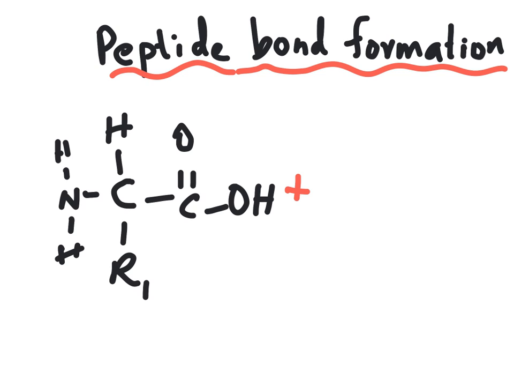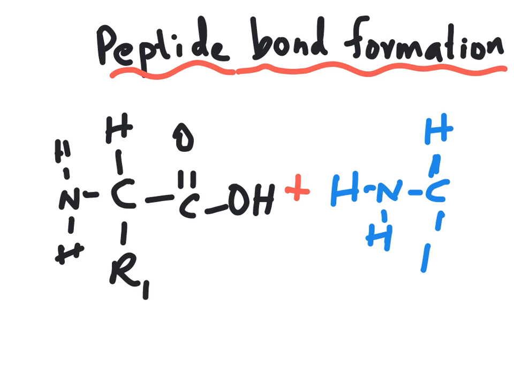And here we have another amino acid, with an amine group, so we have hydrogen here. I'm going to differentiate using R2, and we have COOH. Okay, I think it's clear, right?